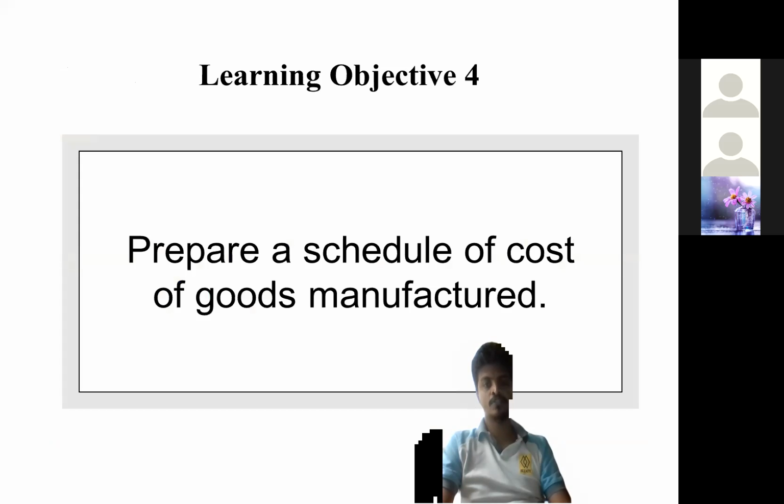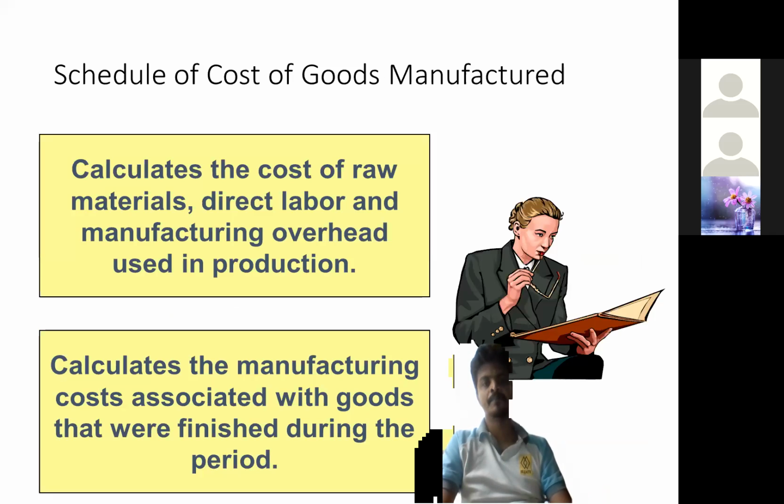Then this is what we are going to do today: prepare a schedule of cost of goods manufactured. In financial accounting, we know this as the manufacturing account. Already you have studied this schedule. So first of all, we need to calculate the cost of raw materials, direct labor, and manufacturing overheads used in the production. Then calculate the manufacturing cost associated with goods that were finished during the period.